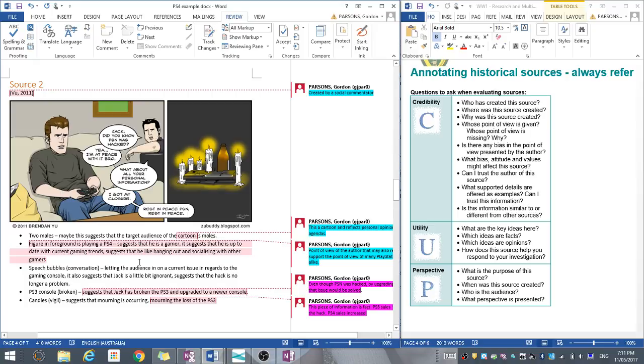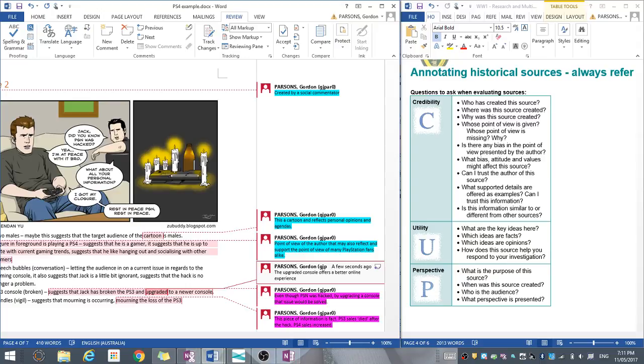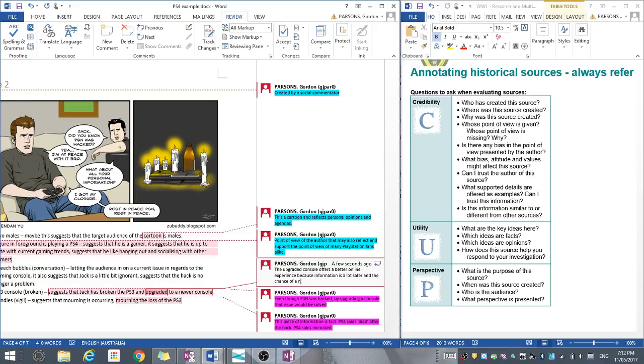So let's highlight the word upgraded and let's add another comment. We're going to say that the upgraded console offers a better online experience. Remember, the online experience is what we're actually focusing on. So the upgraded console offers a better online experience because information is a lot safer and the chance of a network hack is much less. Again, utility, so we're going to highlight that one pink.